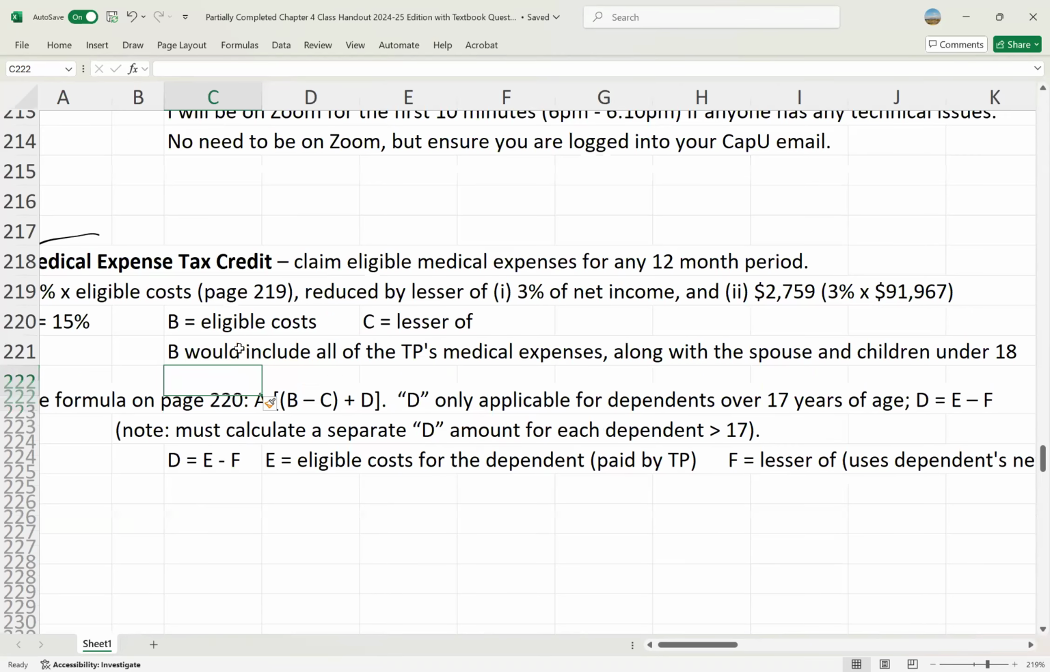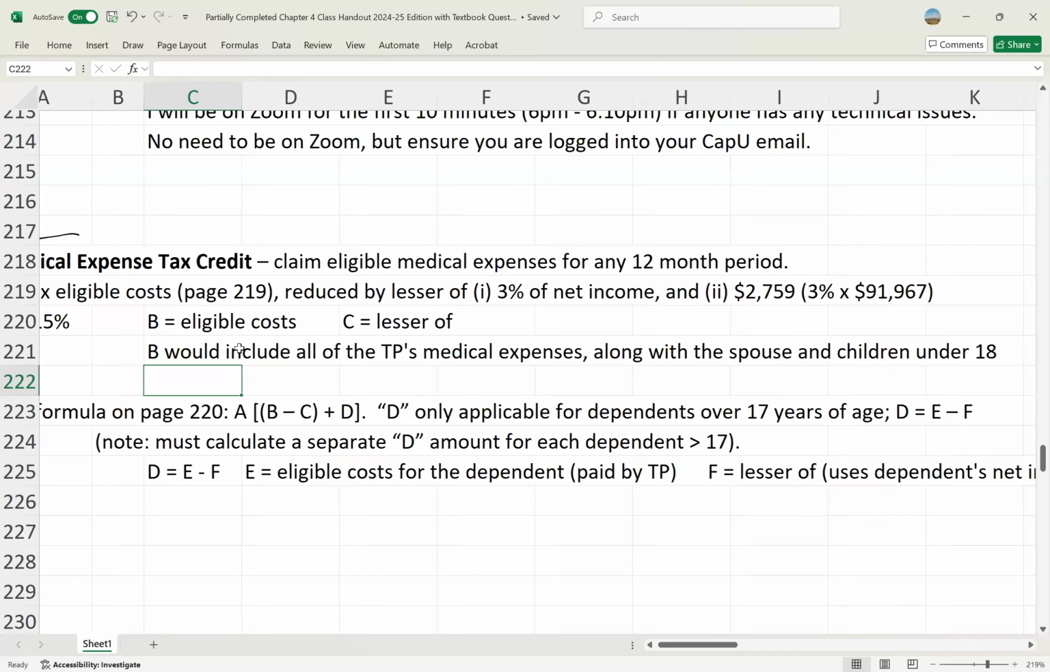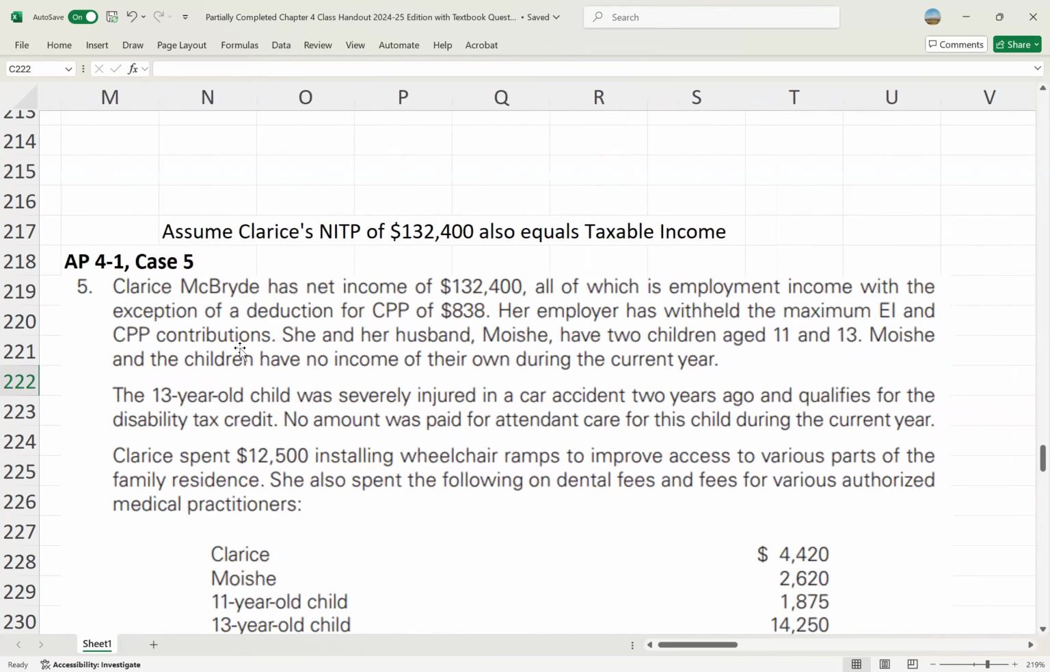Now, the D amount applies if, let's say, the taxpayer is still paying for the medical expenses for one of their children, but the child happens to be over 17. That's sort of when the D would apply. Now, we're not going to see the D amount in this first example, but we will see it in the later example that we do after this first one. So let's have a look at this first example.